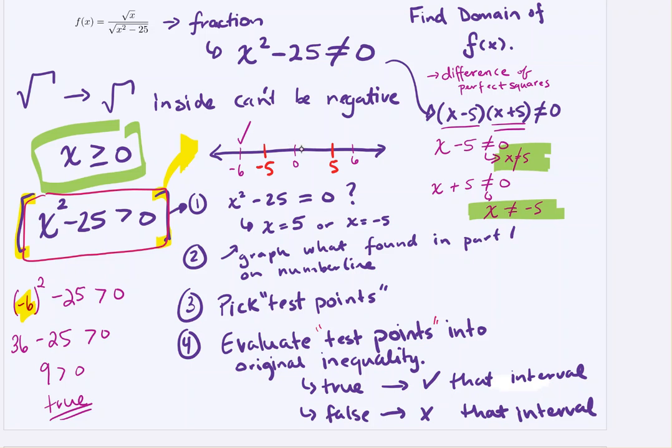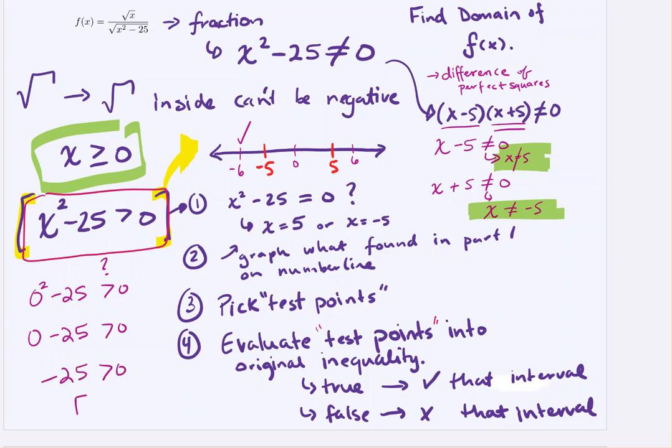Next, let's test the next test point at 0. So in the same inequality, you plug in the next test point and see if you get a true or false statement. 0 squared minus 25 is supposed to be positive. Let's see if that's true. 0 squared is 0, minus 25, is that positive? We're kind of checking: negative 25 is greater than 0. That's a false statement. Negative 25 is smaller than 0, which means we put an X. So it means we can't be anything between negative 5 and 5, because that makes the inequality false.